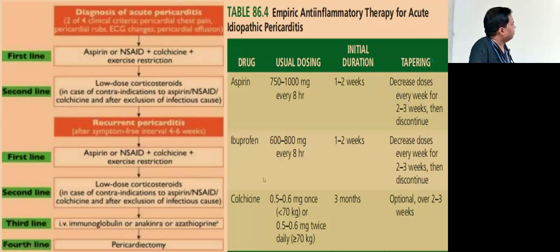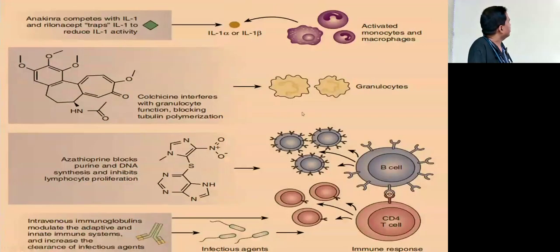The doses of aspirin, ibuprofen, and colchicine are given here in this table. The initial duration is 1 to 2 weeks for aspirin and Brufen also. Colchicine should be given for 3 months. After that, you repeat a CRP to see whether he is responding to NSAIDs and colchicine. If there is a downward trend of CRP, then you taper. You don't abruptly stop NSAIDs. You have to gradually taper over 2 to 3 weeks and only then discontinue. Abrupt stopping should not be done.